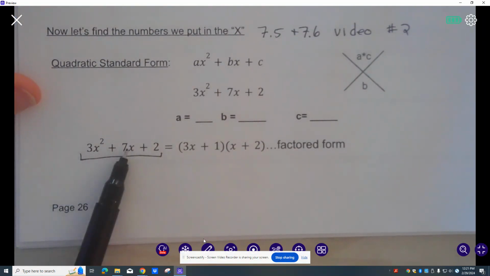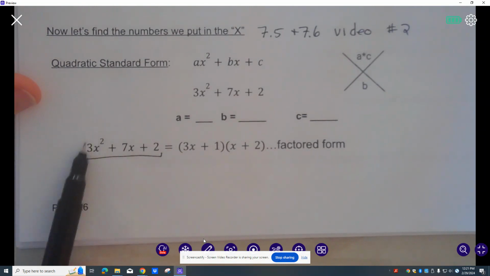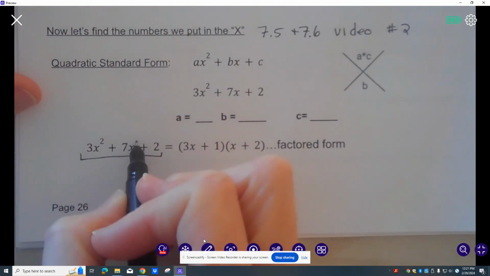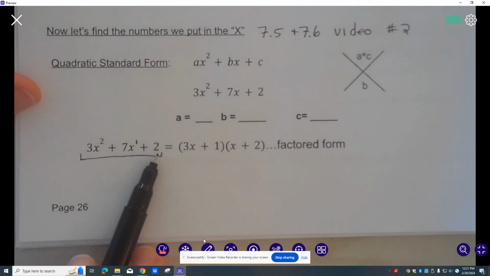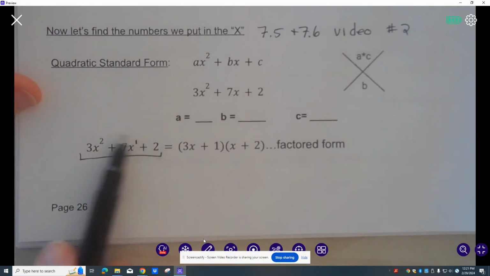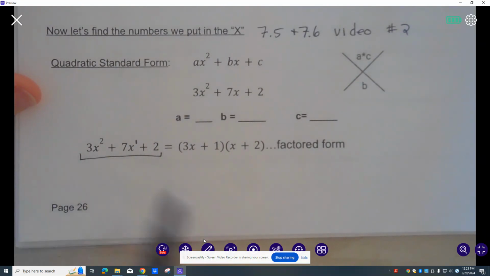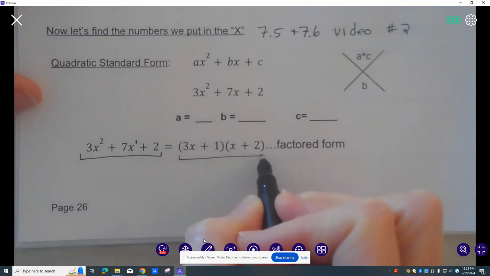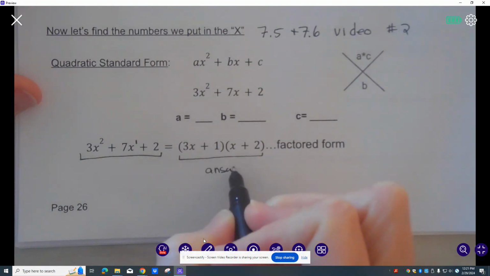Notice it's a trinomial, 3 terms. It's got an x squared, an x to the 1, and then a constant term. That is, the majority of the time, going to be what your equation looks like. This is what your answer will look like.